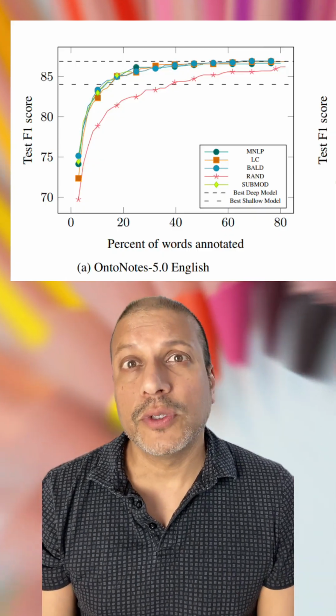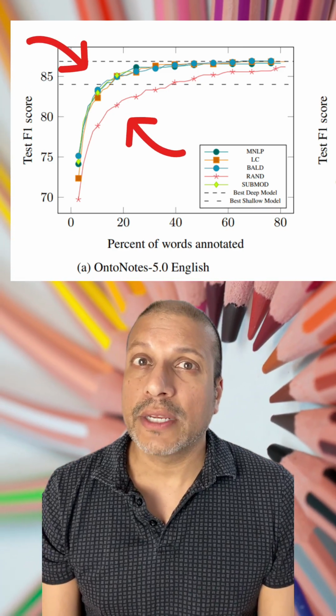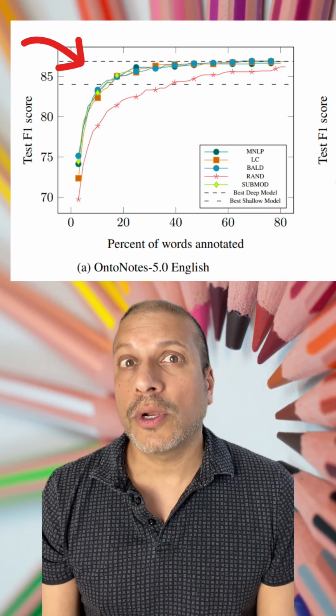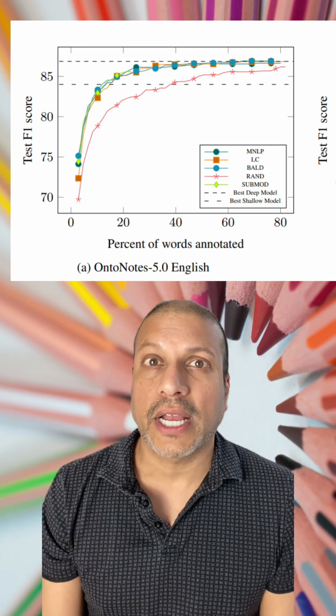Here's an example of using active learning, and you'll see that the data that was labeled randomly learns much slower than using the active learning. This is a great example of why you'd want to use active learning.